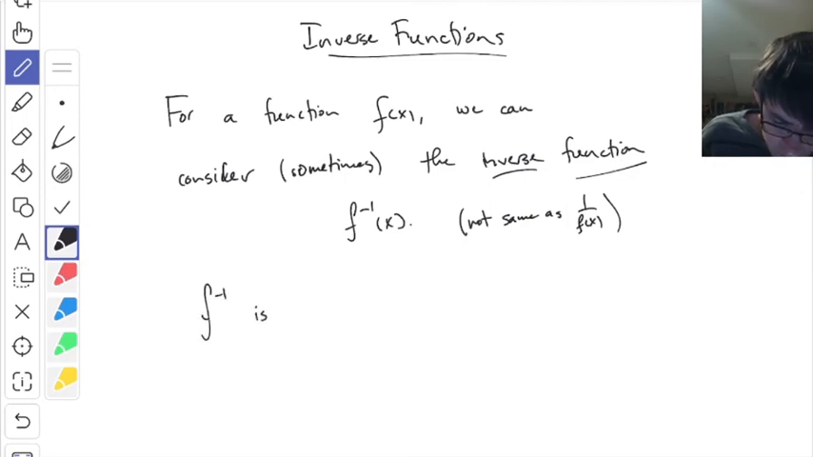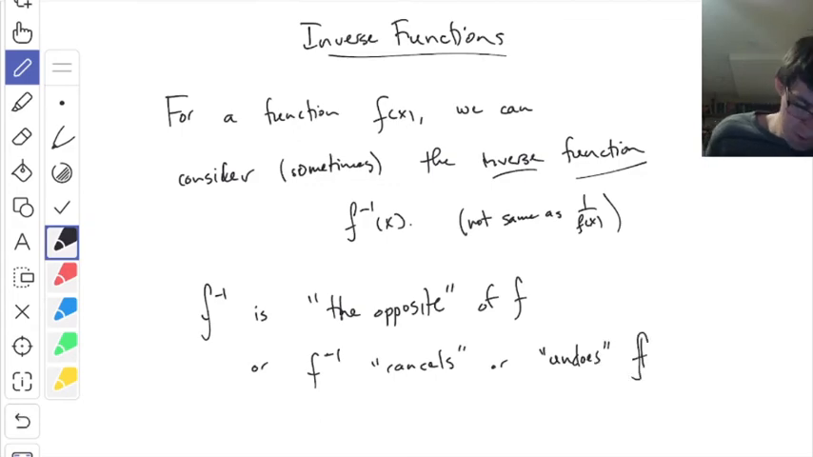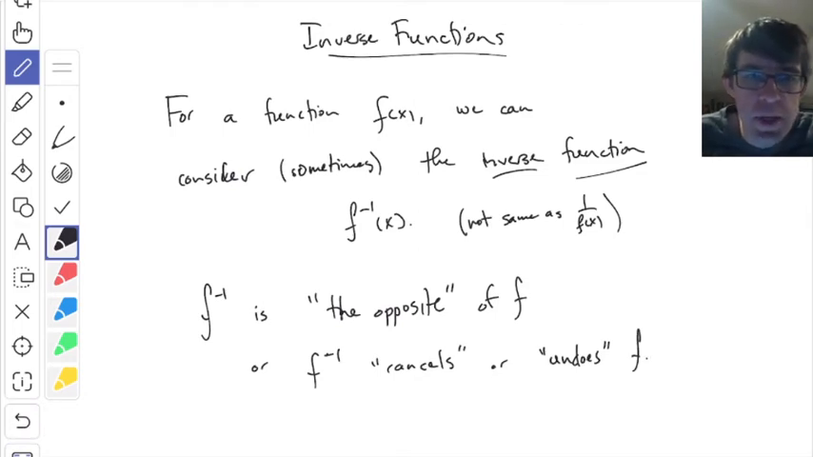But anyway, the idea here is that f inverse is, I'll put it informally, the opposite of f, or you might say f inverse kind of cancels f, or undoes f, the original function. What is that? This is the idea behind the inverse function. And you probably have seen many examples of some particular function, and then it has an inverse function.